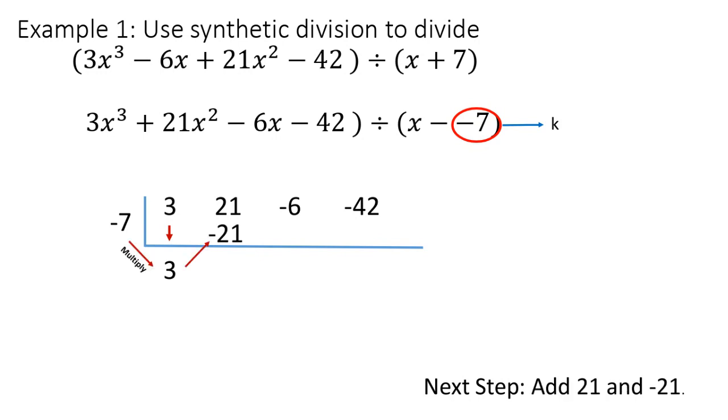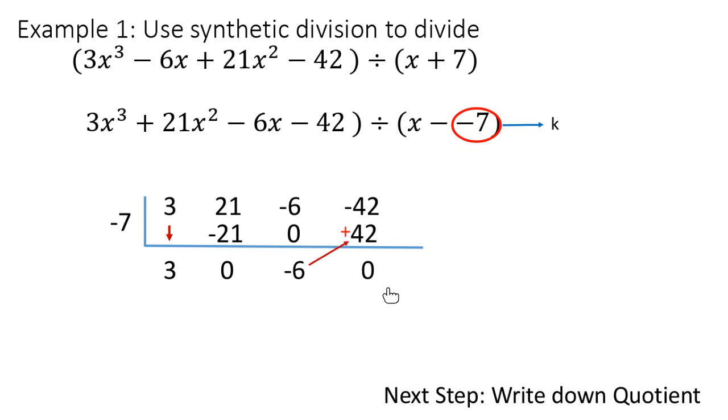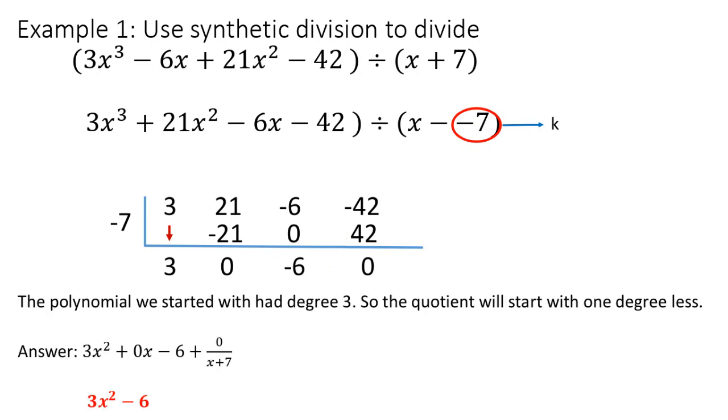So we bring the 3 down. Negative 7 times 3 is negative 21. We're going to add 21 plus negative 21 is 0, times negative 7 gives us 0, plus negative 6 gives us negative 6, times negative 7 is positive 42, and that's going to give us a 0. Getting a 0 here is something that we are going to be excited about, because that means that our work is going to be done faster.